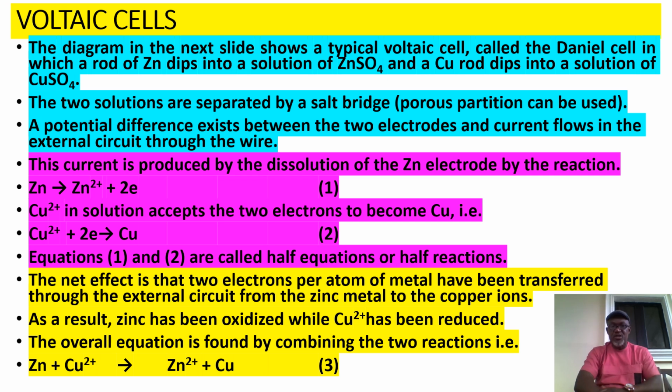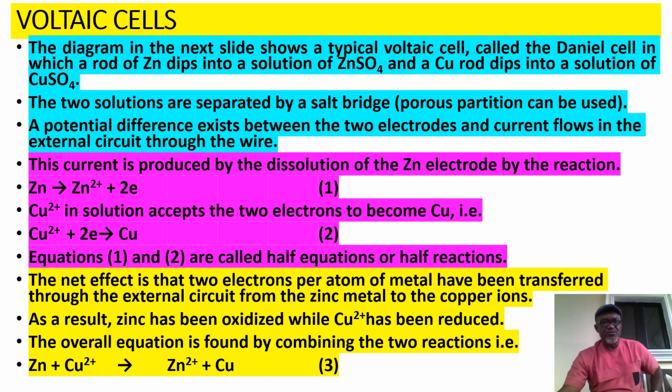Sometimes it can be a porous partition. The reason for the salt bridge or porous partition is for maintenance of charge balance in the two separate half reactions. We call them half reactions: oxidation half reaction and reduction half reaction. So a potential difference exists between the two electrodes, and current flows in the external circuit through the wire. This current is produced by dissolution of zinc. Look at the exact thing that happens.